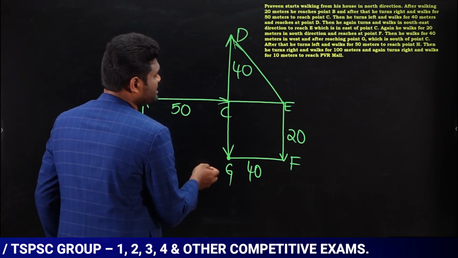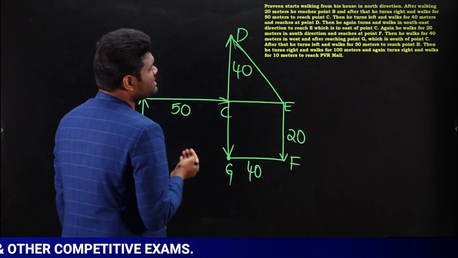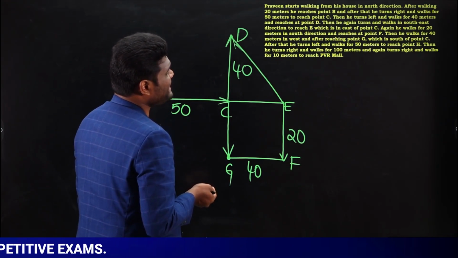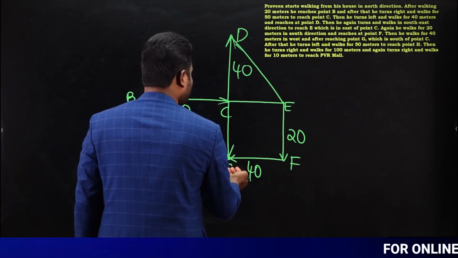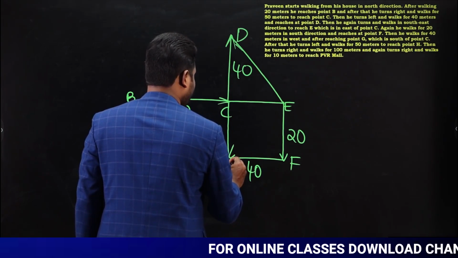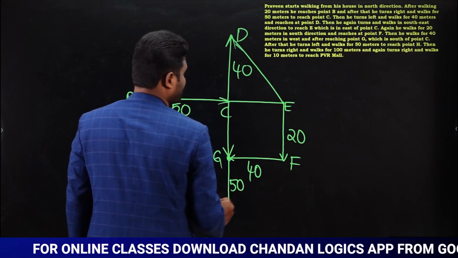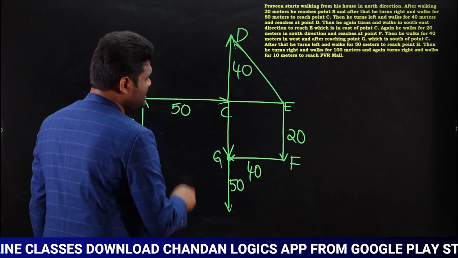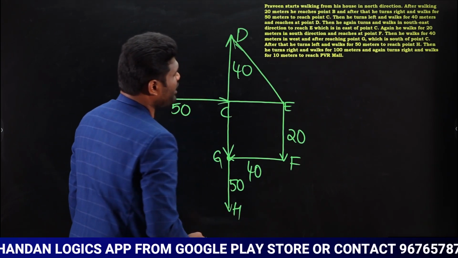So from point G, what will he do? He turns left and walks 50 meters. Look here. Now he is at point G. From point G, he will turn left and move. How many meters? He is going to move 50 meters to reach point H. Now this is point H.